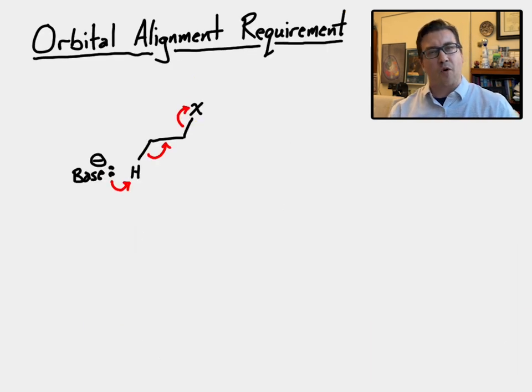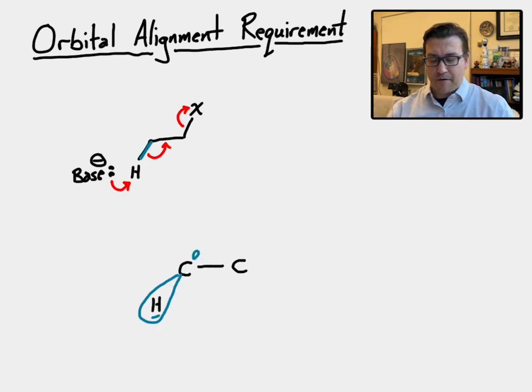So let's look at the orbital alignment that's required for this transition to occur. First, we can look at this carbon-hydrogen bond that we're breaking. The arrow is showing us that we are taking the electrons from this bond and putting them into a double bond. So we can show the CH sigma bond here.